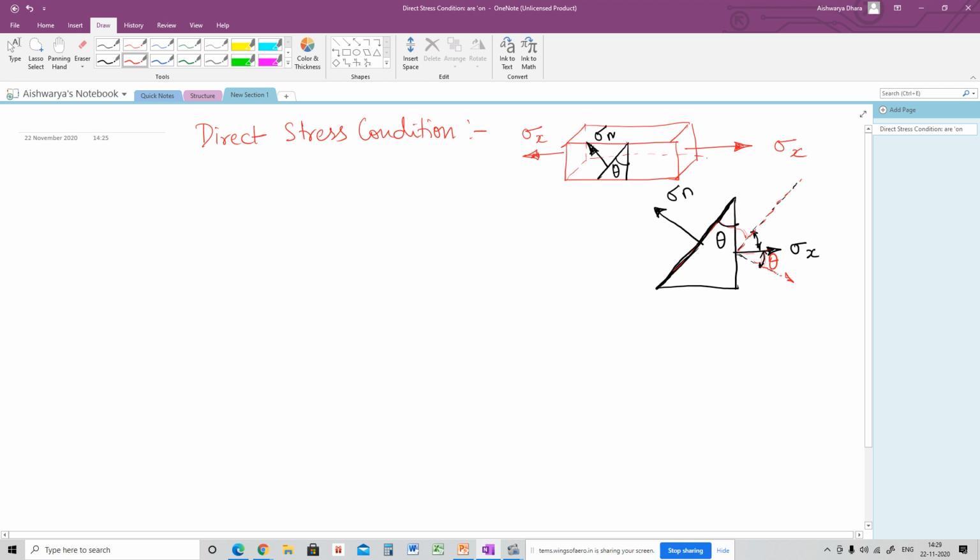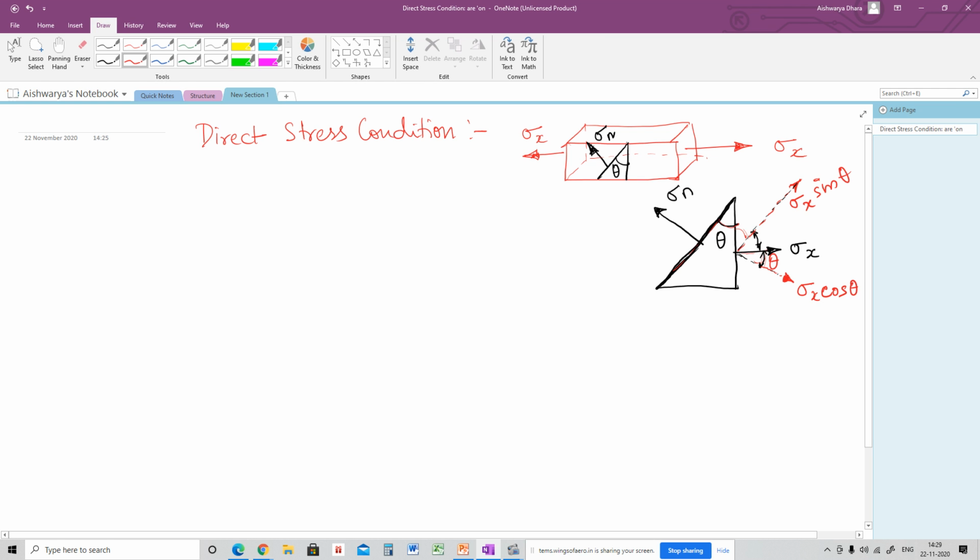Now what will be this value? Theta, sigma x cos or sine? If this is my reference plane, which will be cos? Cos, ma'am. Sigma x cos theta, and this direction will be sigma x sine theta. Sine theta, right? Yes, ma'am.